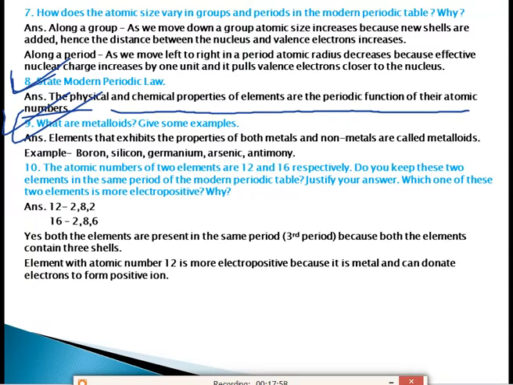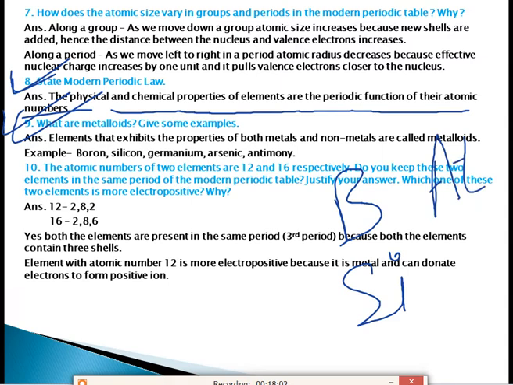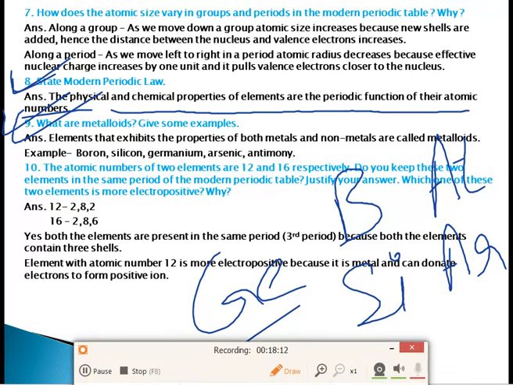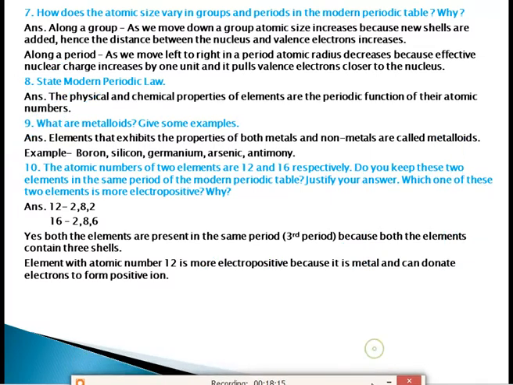Examples of metalloids, you can write boron, silicon, antimony, arsenic, and germanium, Ge. These all are your metalloids. So remember the definition of metalloids. Metalloids are those elements which have some properties of metals and some properties of non-metals. Example, boron, silicon, germanium. Two to three examples are enough for you all.